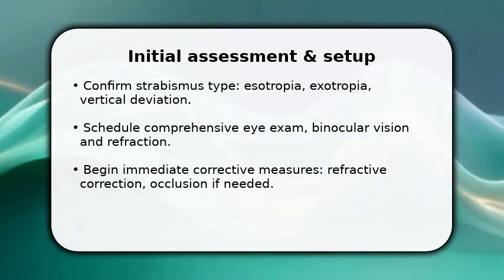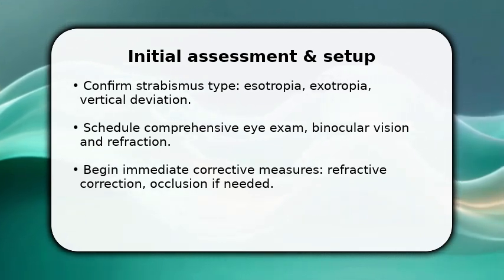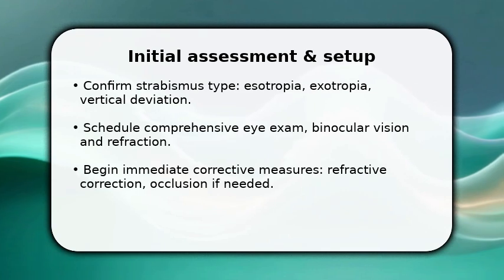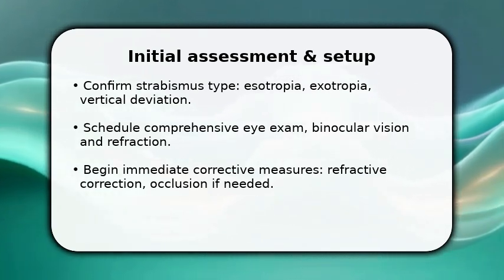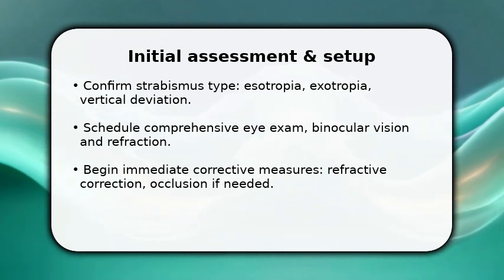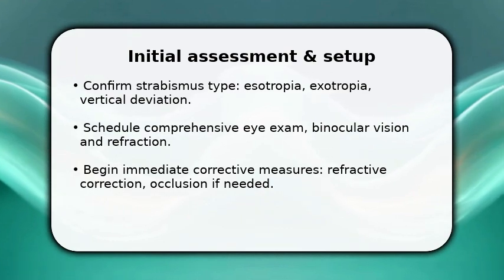Begin non-invasive corrections right away. Glasses to correct refractive error, and a patching plan for amblyopia when indicated, because early alignment increases the chance of restoring binocular vision. You progress to active therapies aimed at improving fusion and control.